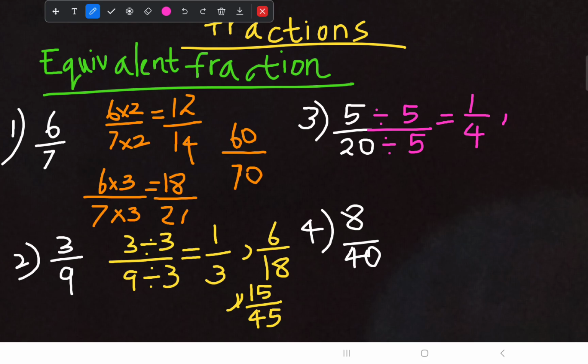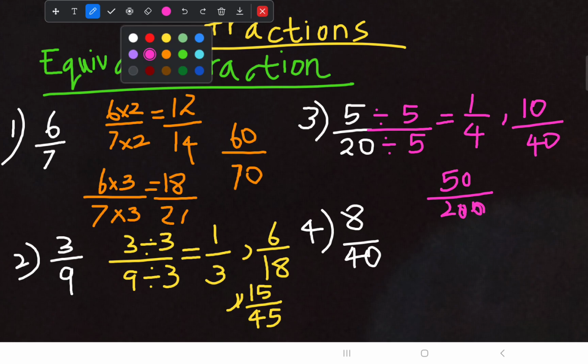Then when I multiply 5 and 20 both by the number 2, 5 2s are 10, 2 20s are 40. Then I'll multiply by 10. It's very easy, no? 5 tens are 50, 20 tens are 200. You can find any other example than this. Those are also possible.